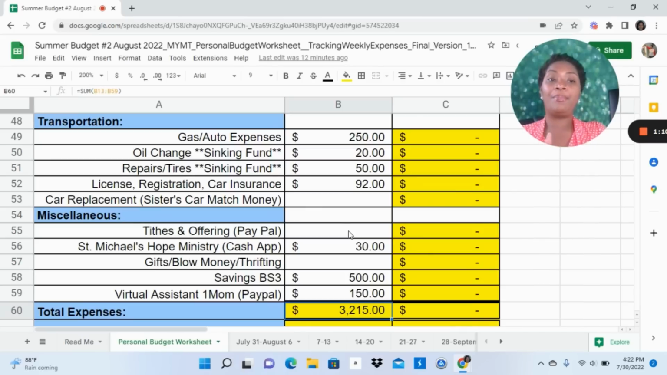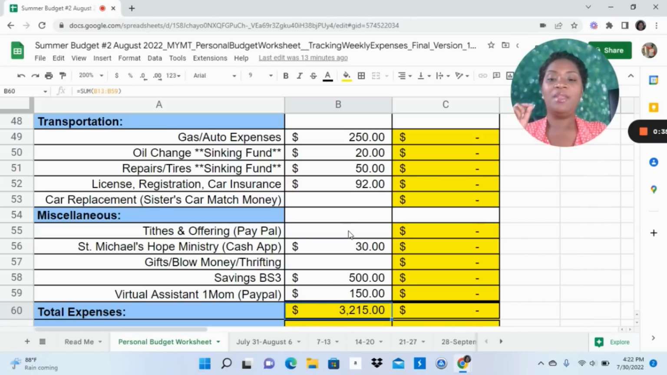Baby step number 3, my prayer this month is that I can save $500 in that account. And then my virtual assistant that is helping me do some stuff. I am hoping to contract her for a couple hours. This month I pay hourly, so I'm hoping to contract her for a few hours. She's still going to let me know. She hasn't decided, but I'm budgeting in $150 for the month. That is just for a couple hours here and there. That gives me a total expenses of $3,219.